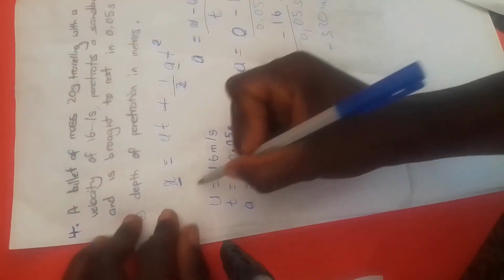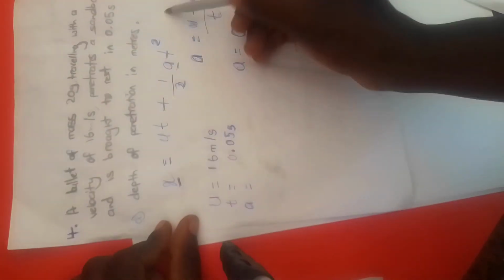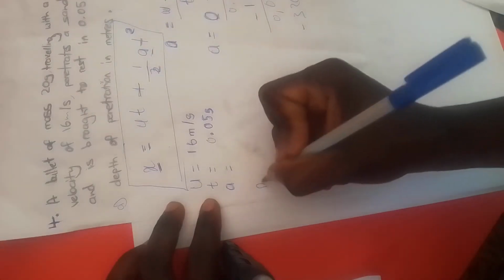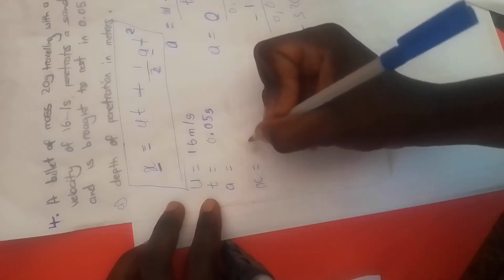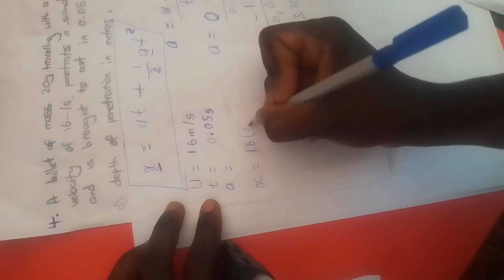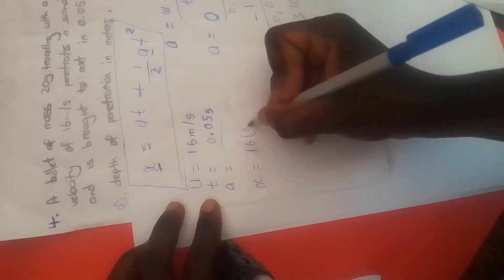Okay, so we want to find what? The depth of penetration in meters, right? The distance the bullet went into the sandbag, right? Some of you might think I'm too repetitive. I'm too repetitive because I don't want you to get lost. So at this point, we're just going to substitute the values of the variables. So x is now going to be equal to u, u is equal to 16, times 0.05.